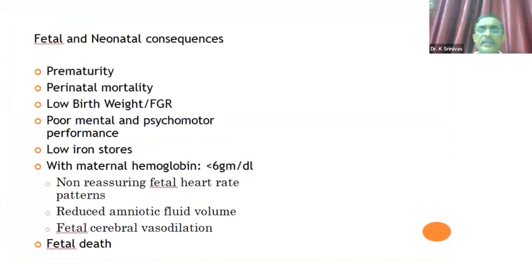Coming to fetal and neonatal consequences: abortions, preterm birth, and death of the newborn babies, perinatal mortality, low birth weight, and it could be a small for gestational age or fetal growth restriction, poor mental and psychomotor performance of these children. Low iron stores in these children will predispose them for anemia of infancy and childhood.